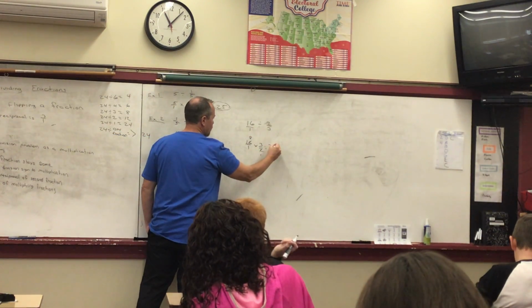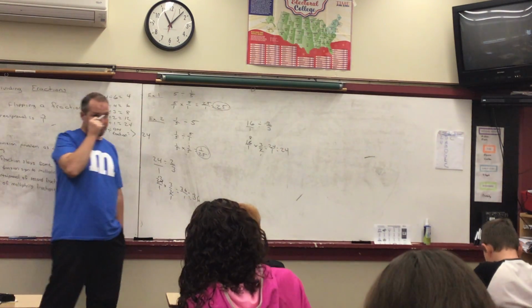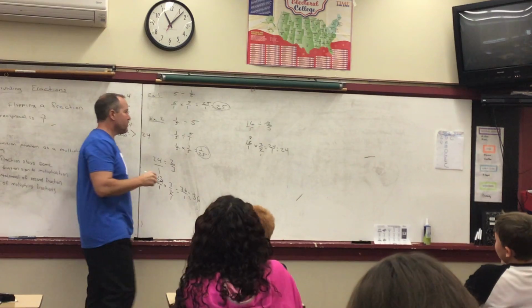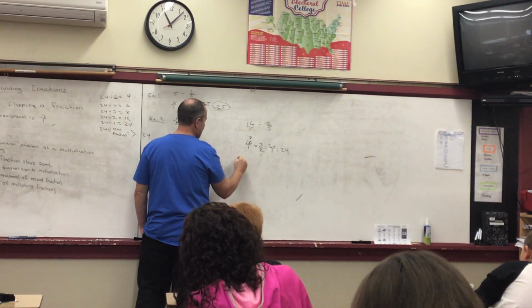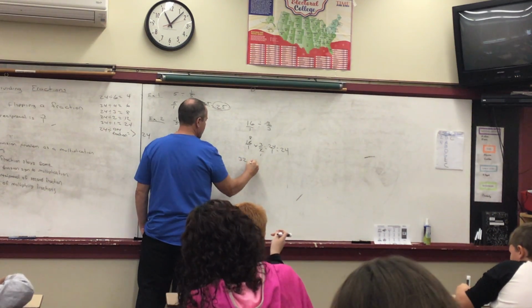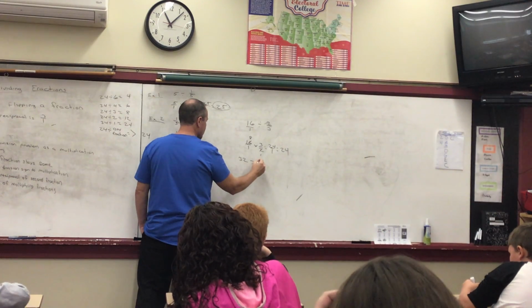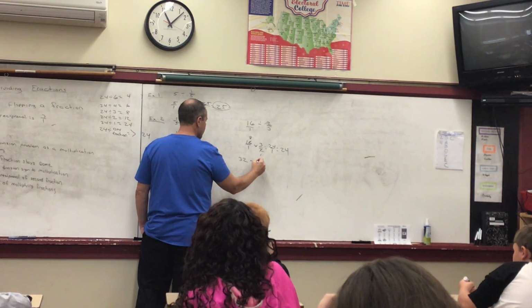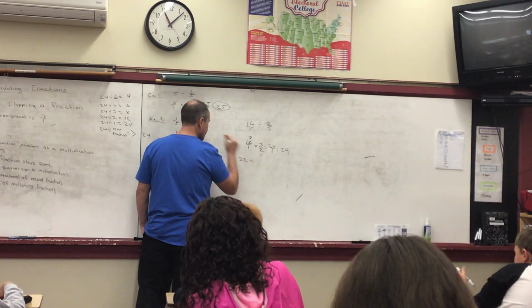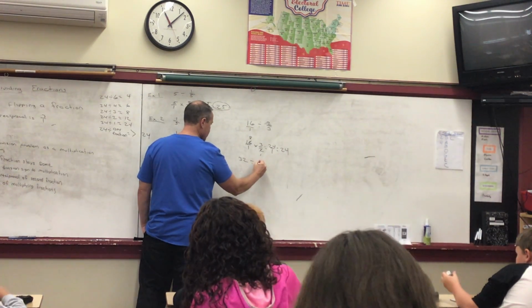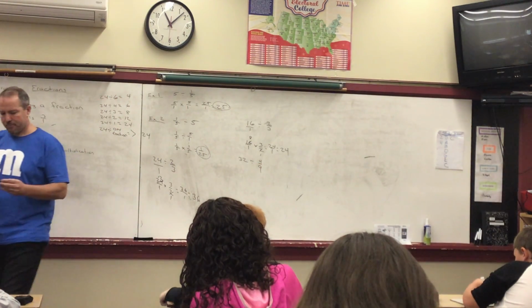Top times top is 24. Bottom times bottom is 1. 24 over 1 is the same as 24. Let's do another one. 32 divided by 4/9.